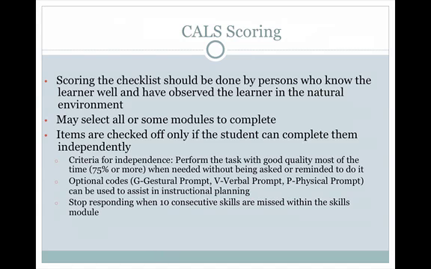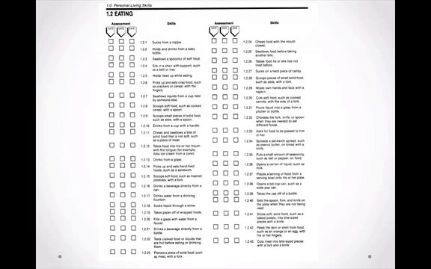Items are checked off only if the student can do them independently, or you can also optionally code the various kinds of prompts that might be needed by the individual. And as in many other assessments, we stop filling it out when a number of consecutive skills are missed within the module. In this case, for the CALS, it's 10.